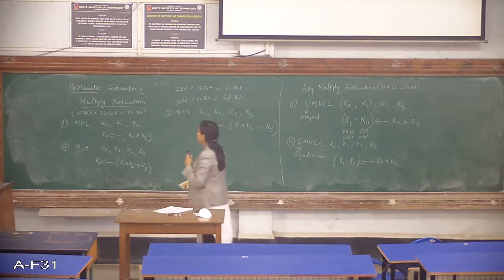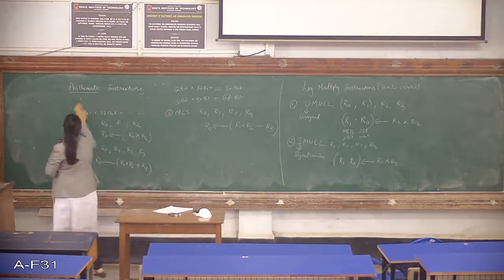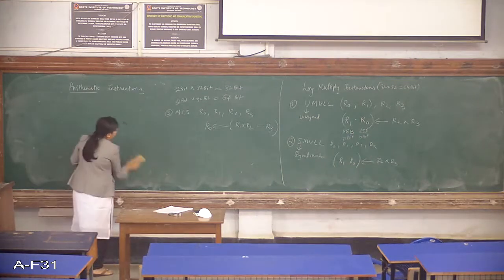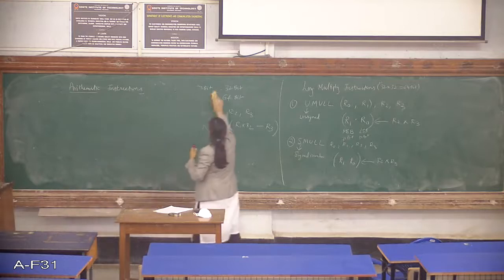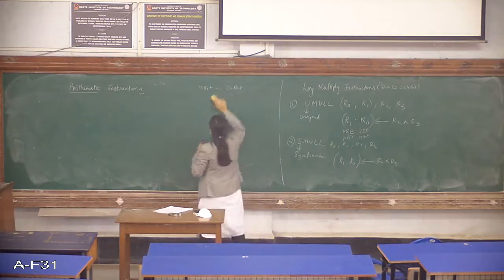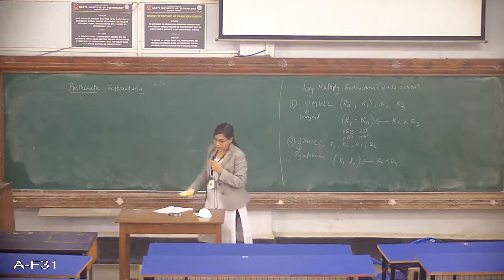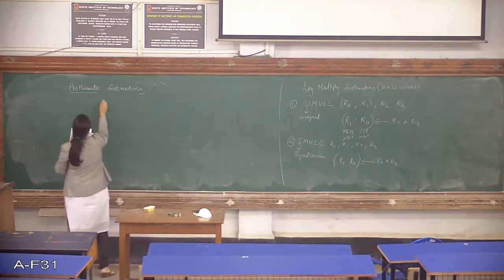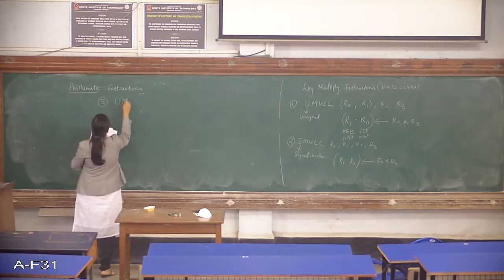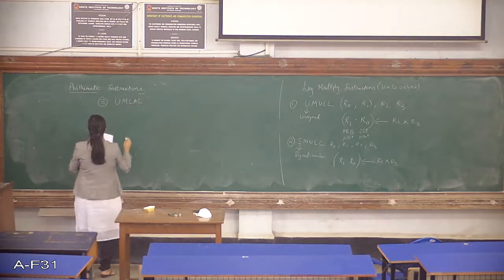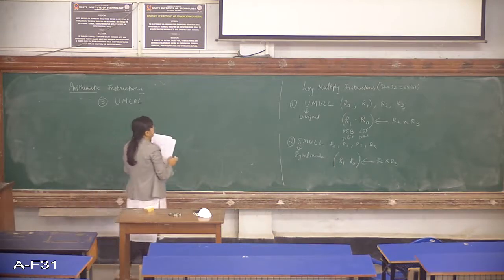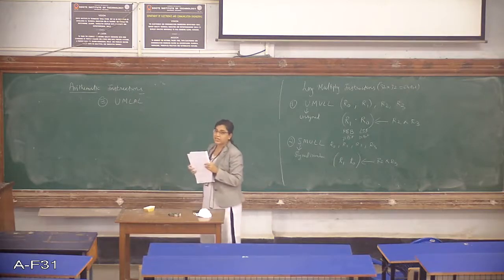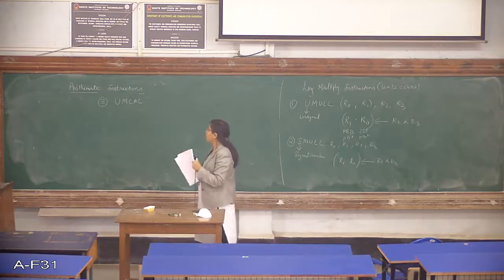Similarly, we also have long multiplication with accumulate. As we have seen for multiply and accumulate, the same we have for long multiplication also. So the next instruction is UMLAL. U, as I told you, is for unsigned, M is for multiply, A is for accumulate, and L is for long.